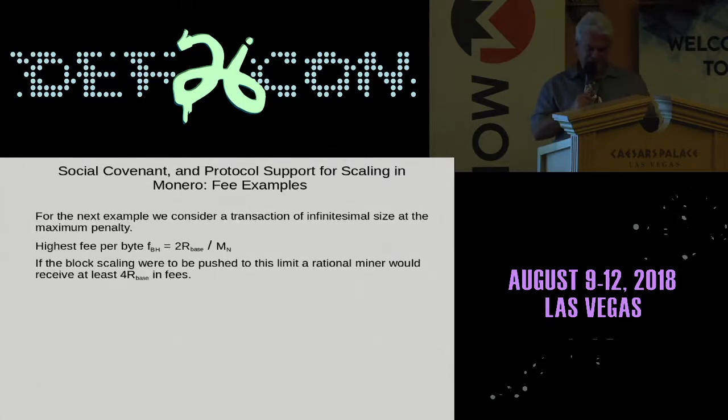At the other end, we have the opposite situation. In the opposite situation, we have a transaction of infinitesimal size where we're pushing the penalty to the maximum, so right at the maximum. In this case, your fee per byte is twice the block reward divided by, again, the median effective block size. And in this scenario, the miner would actually make 4 times the block reward in fees if someone were to push the penalty to the maximum.